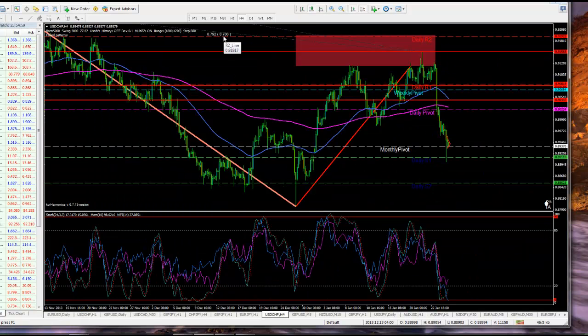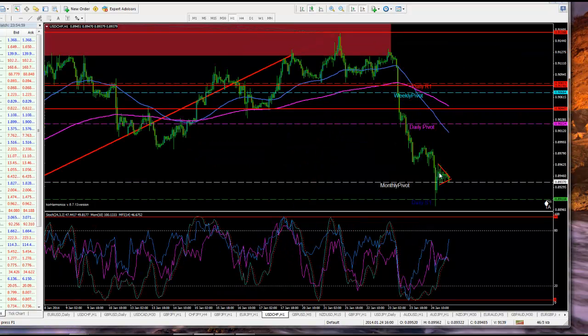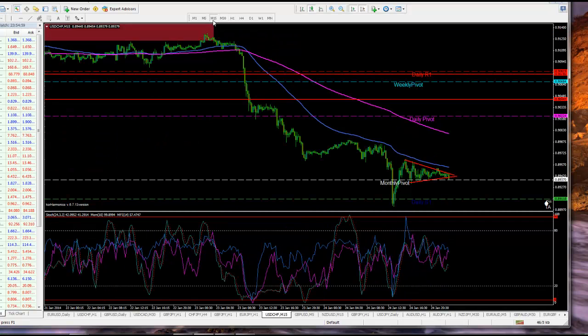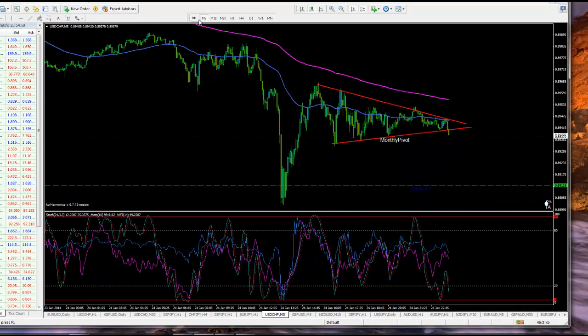Now the Swiss is in a similar position. Notice the triangle, it's sitting above the pivot just like the euro is, but its triangle is impulsing the other direction. We're impulsing into a triangle, and very clear 5 waves.